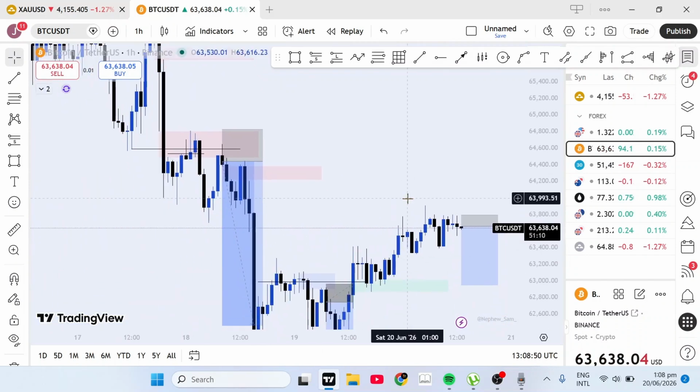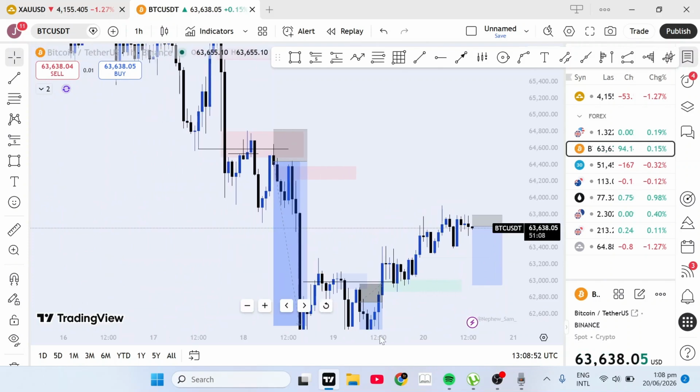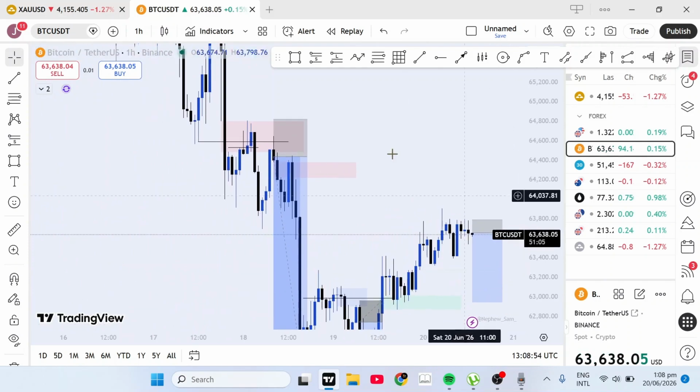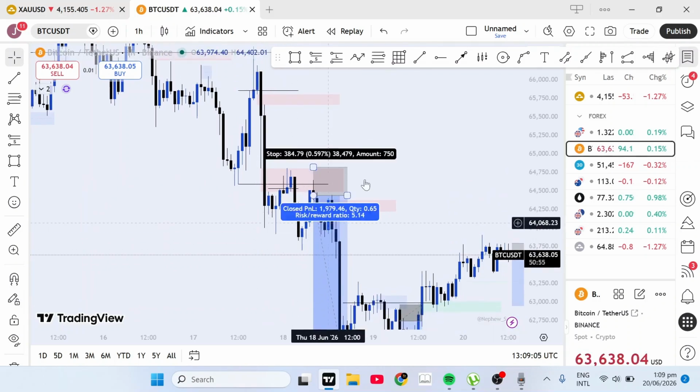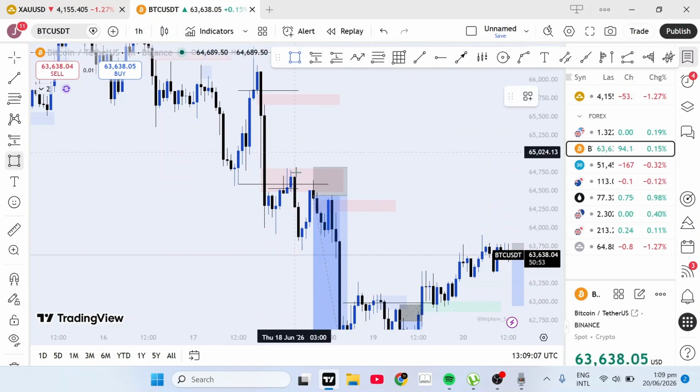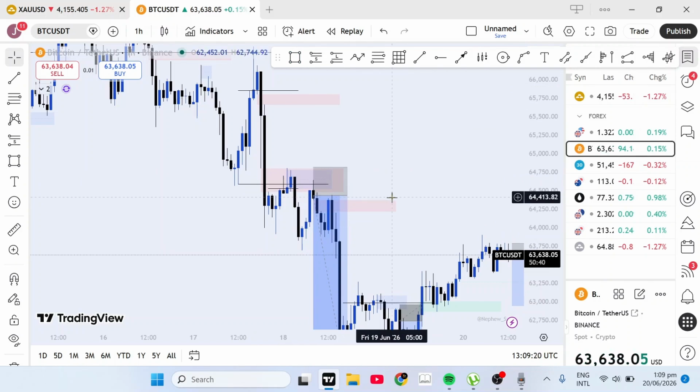So on the 1-hour time frame, I saw that okay, when price swept and got into this fair value gap, this is what happened. It broke structure here and gave this order block right here. This order block right here. So this was all I needed to go into the trade.